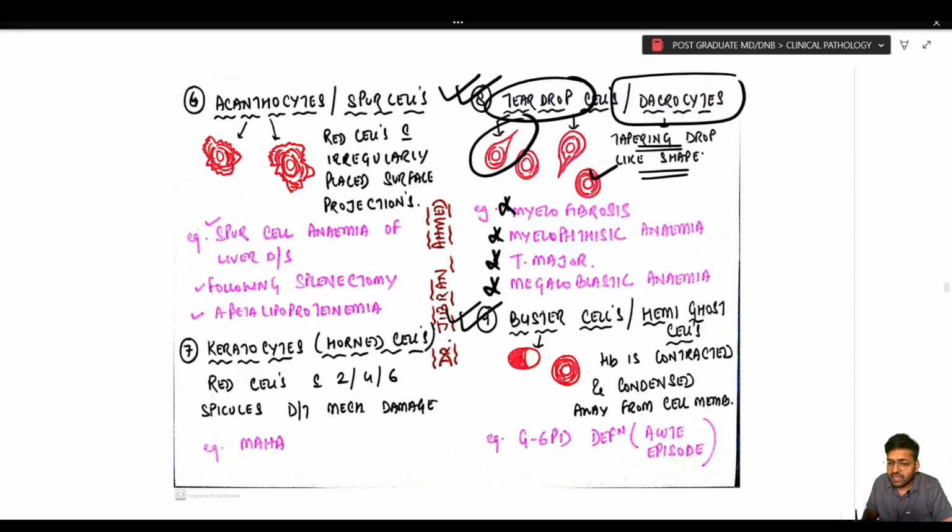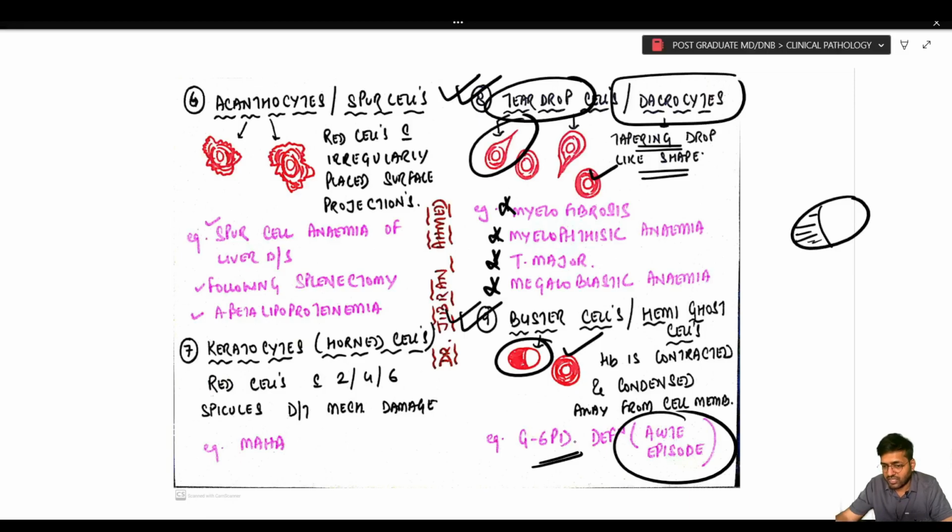Next we have the blister cells or hemighost cells. Over here, this is basically the normal RBC. Over here we can see hemoglobin is contracted and condensed away from the cell membrane. You can see only a part of the cell has been stained. This is called a hemighost cell, classically seen in the acute episode of G6PD deficiency.